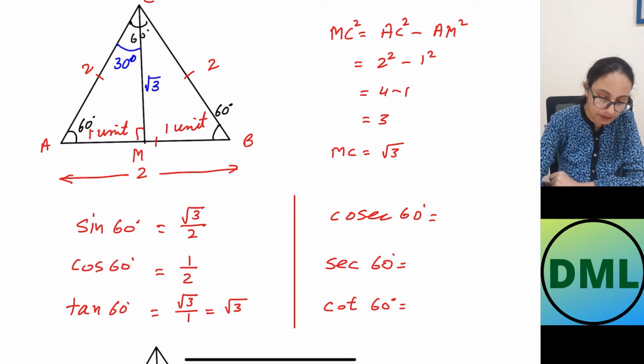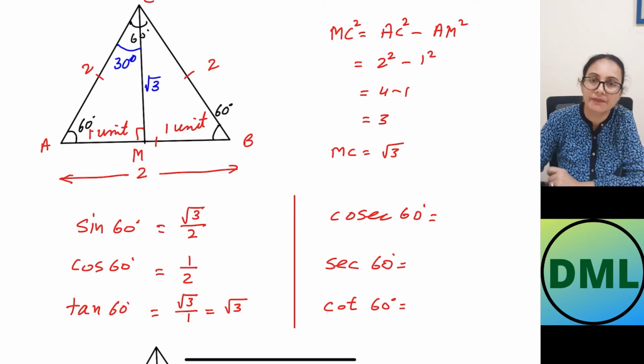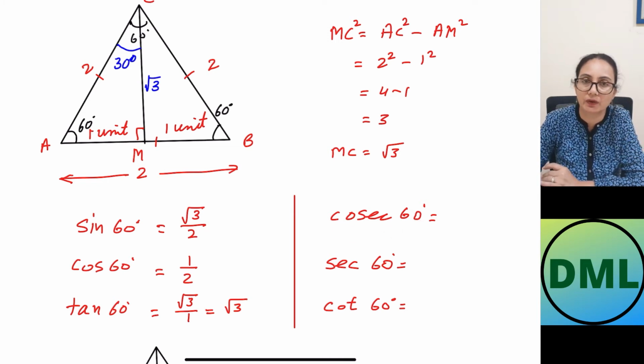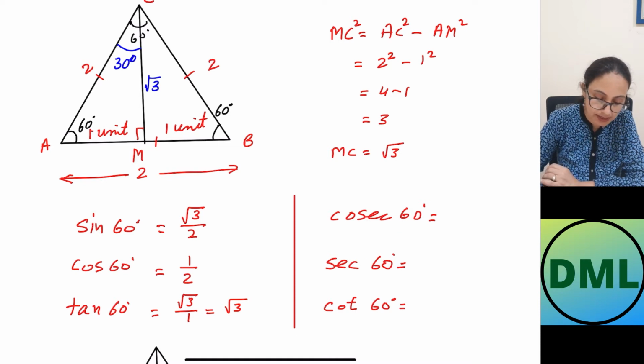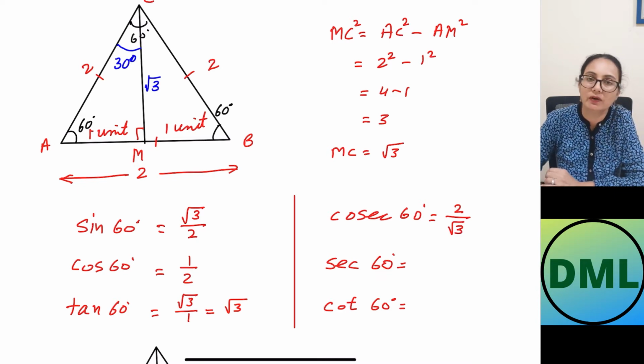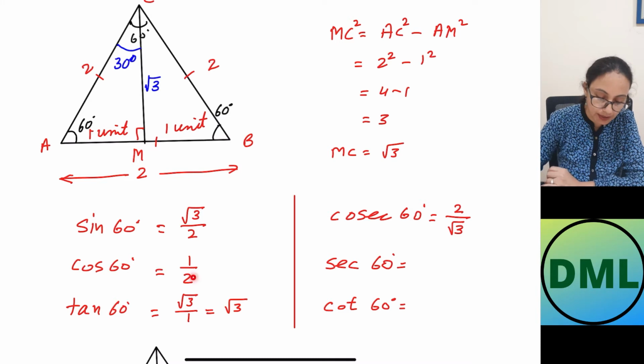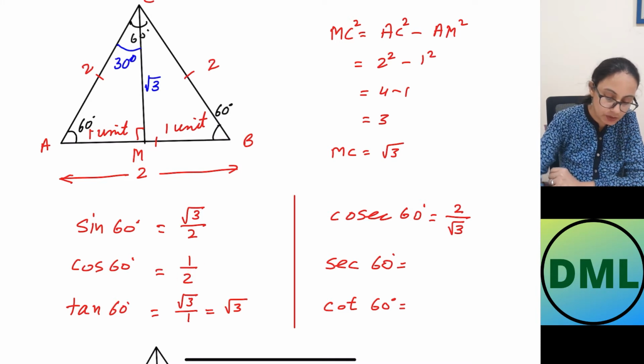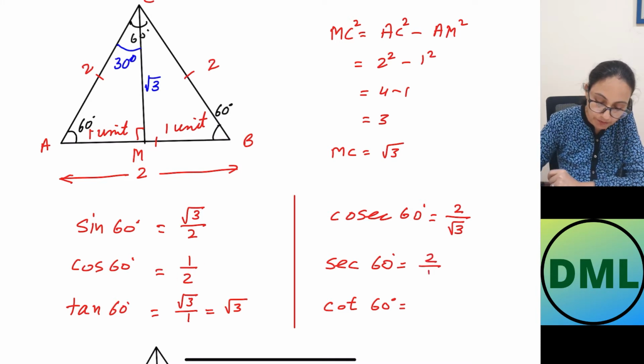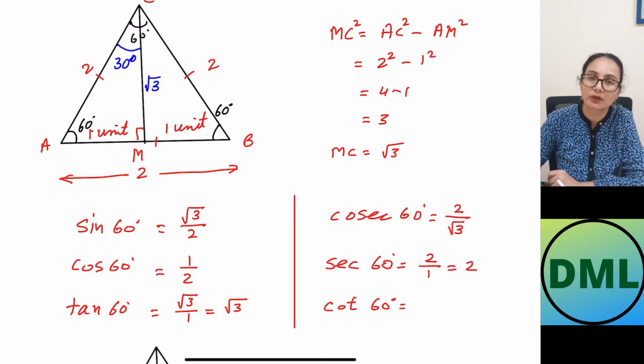Now I will write down the value for cosec 60 degrees. I know that cosec theta is 1 over sine theta. So cosec 60 degrees is 1 over sine 60 degrees. So if this value is root 3 by 2, my cosec 60 degrees will be 2 over root 3. Now sec 60 degrees is 1 over cos 60 degrees. So I need to flip this answer. So that means this will be 2 over 1 which is equal to 2 here.